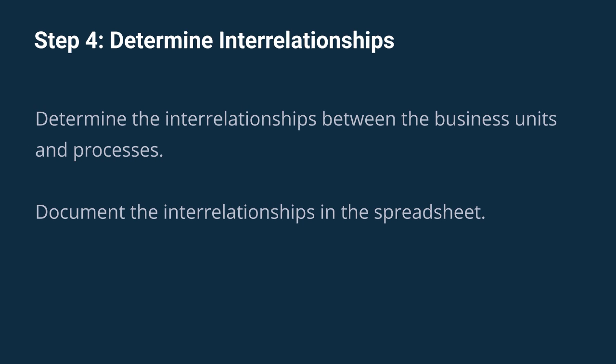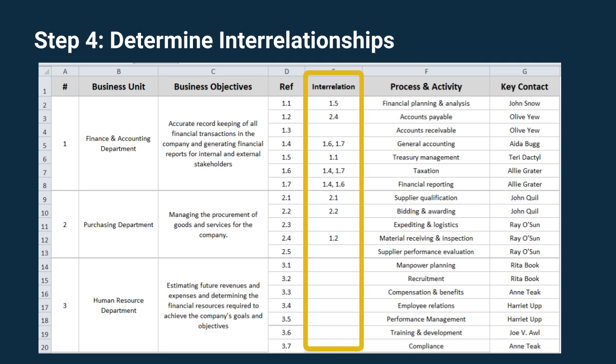The next step is to identify the interrelationships between business units and processes. This will help to identify any dependencies or potential risks that may impact multiple areas. Document the interrelationships in the spreadsheet as shown here. You can add your notes against each relationship for ease of future reference.